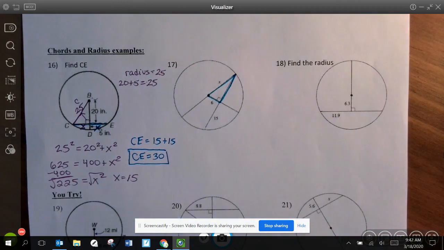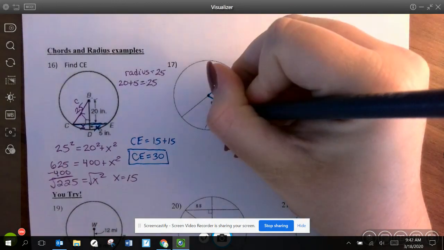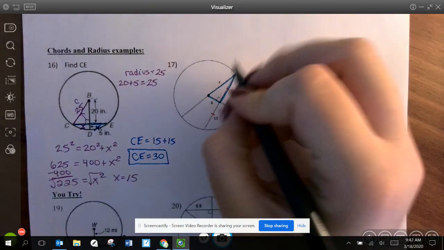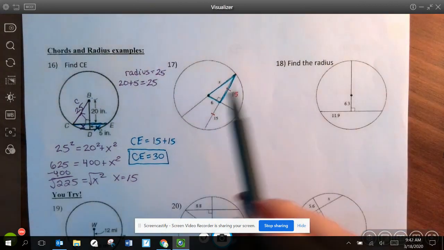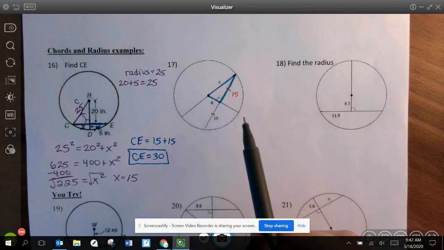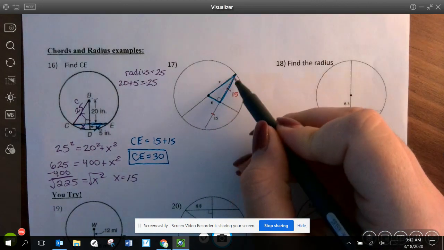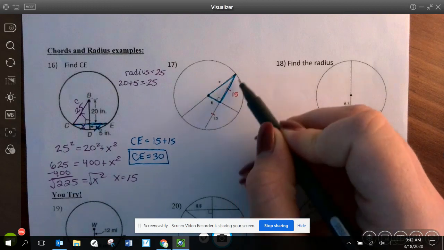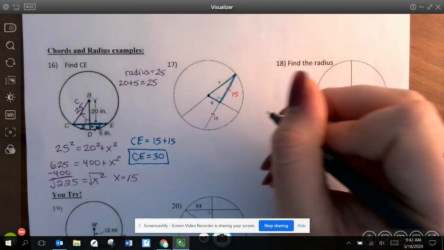The cool thing about a radius and a chord is that the radius is going to cut the chord in half. So if this half is 15, this half here is also 15. So your radius is going to cut that chord right on in half. So now that I know this half is 15, and I know that I've got a right triangle right here, I can set up a Pythagorean theorem.